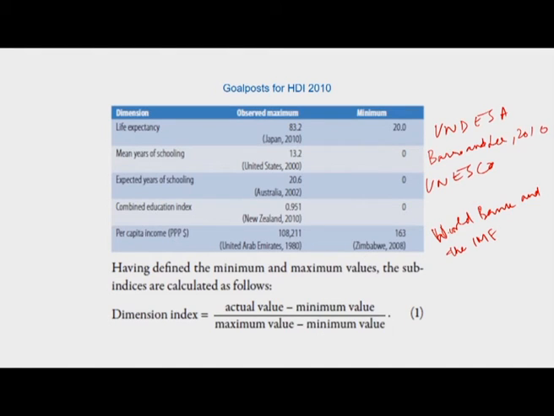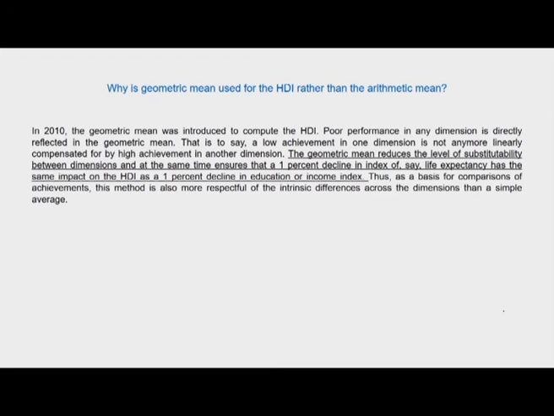So, these were the data that was collected from various sources. The dimension index was calculated based upon this formula: actual minus minimum divided by maximum minus the minimum. And for calculation of each of the dimension indices, this formula was followed.